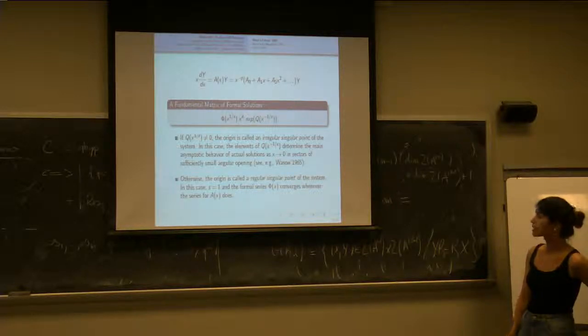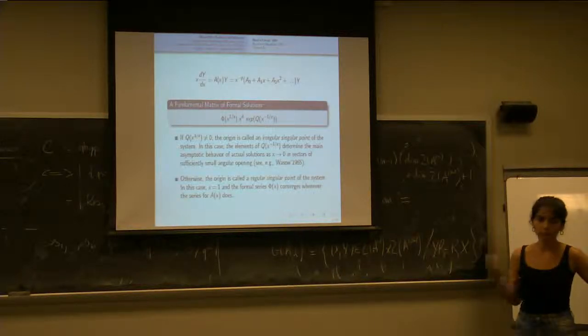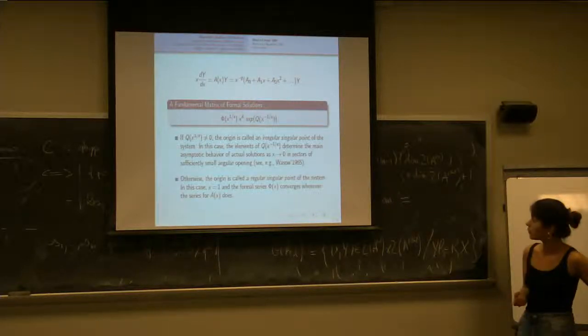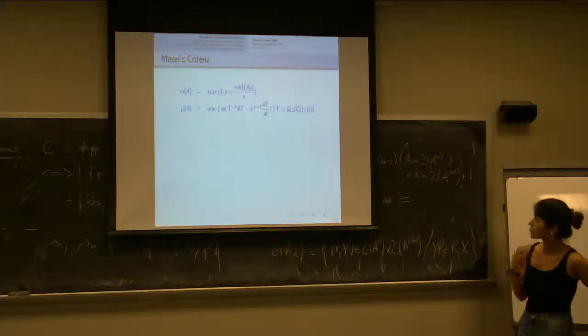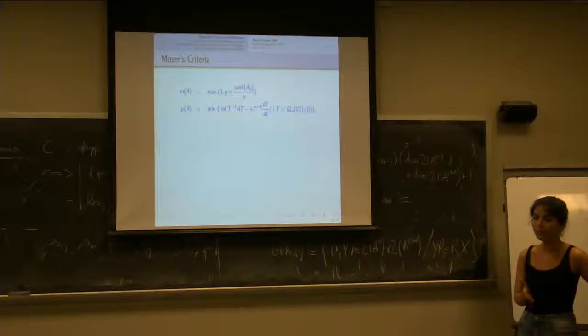Otherwise, the origin is called a regular singular point of the system. In this case, S will be equal to 1, so we will have no ramification, and the formal series phi converges whenever the series of A(x) does. But we do not know from the outset whether Q is null or not, so we do not know if the system is irregular or not. And this was the motivation of Moser to give a criterion to distinguish regular systems from irregular systems.